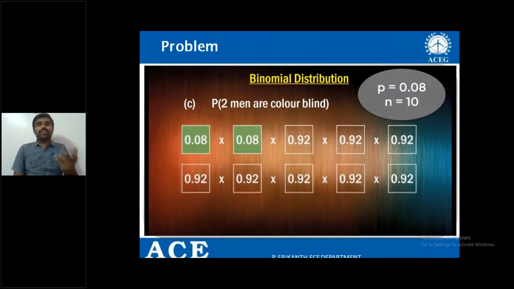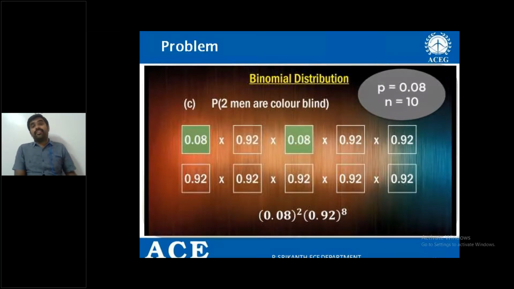Only the first two are with color blindness. So shall I select only the first two? If I select the first two, it is 0.08 power 2 into 0.92 power 8. If I say 1 and 3, or 2 and 4, then also 2 are with color blindness and the remaining are with no color blindness. Ultimately, the probability value will not change.